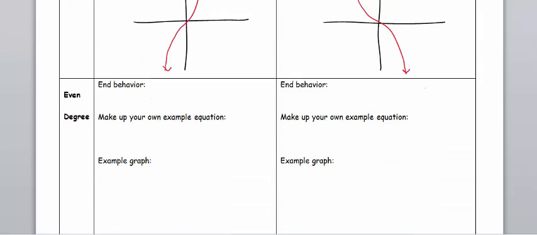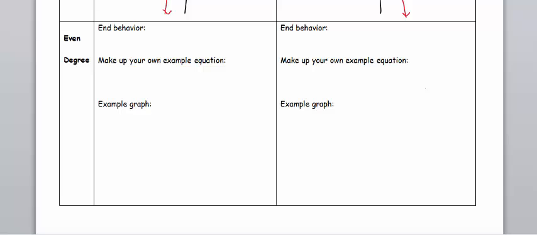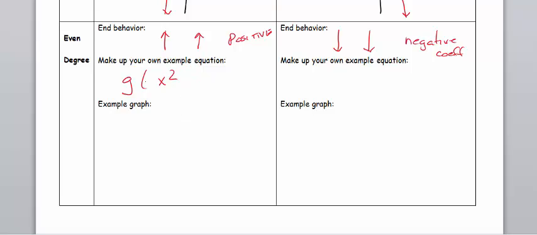So now let's look at the end behavior of our even functions. Our even functions are going to start up and end up if it is a positive. They're going to start down and end down if it's a negative coefficient. So let's make some up here. g of x equals x squared. I think you all know what x squared is. That's a parabola. So it's going to come down, touch, and go back up. And notice it starts up and it ends up.